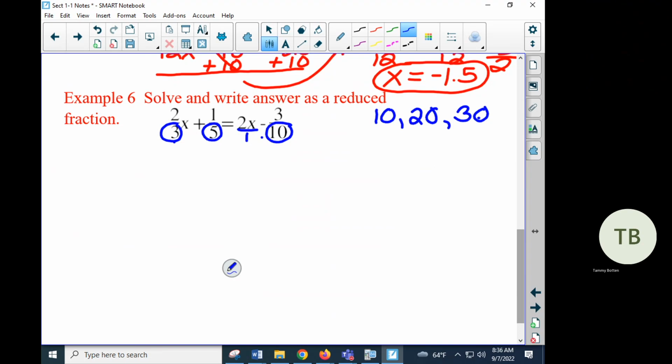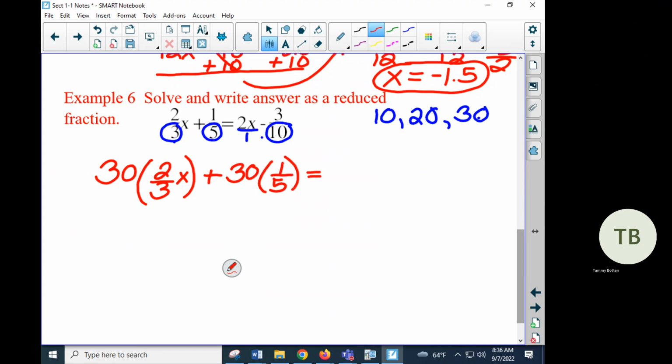Okay. Once you find that number, what you're going to do is take 30 and you're going to multiply it by 2/3 x. You're going to multiply it by every single term. Okay. Then I'm going to go plus 30 times 1/5 equals 30, and I even multiply it by this 2x. I have to multiply by every single term. 30 times 2x minus 30 times 3/10.